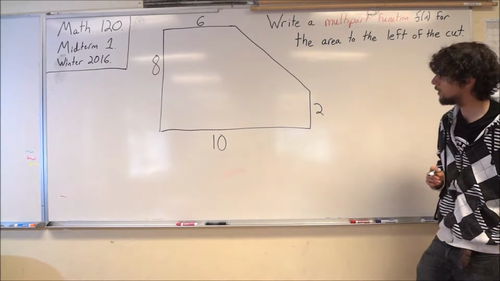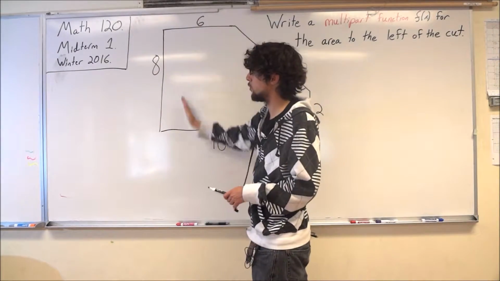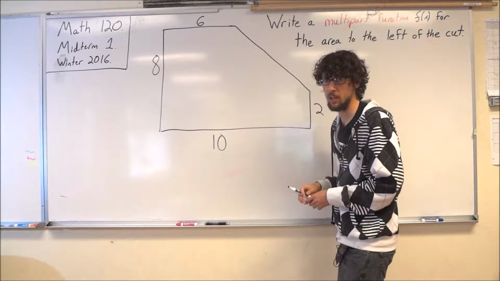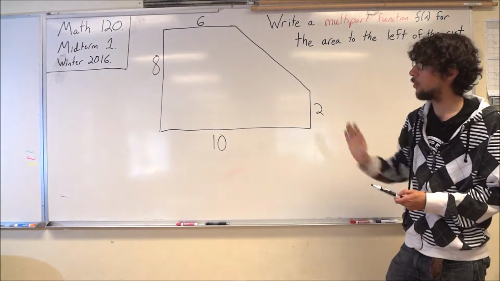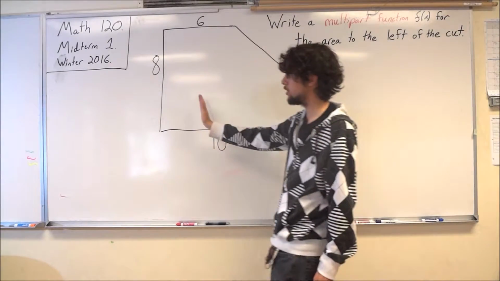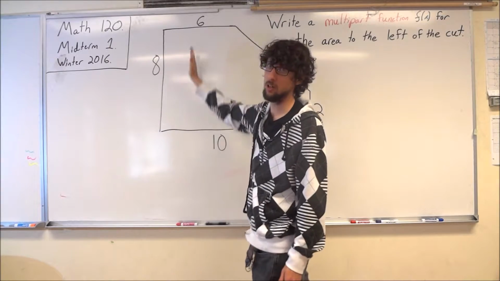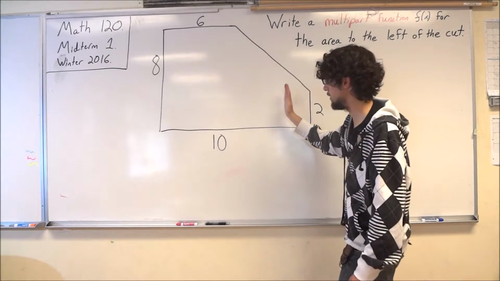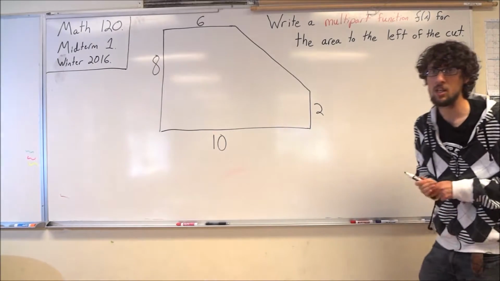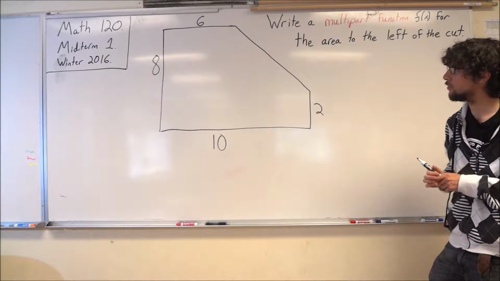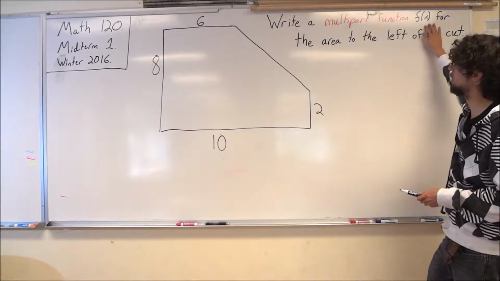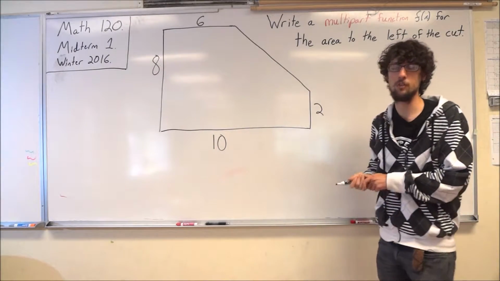And we're imagining that we're going to cut this cake with some vertical cut. Our cut is going to be x inches away from the left-hand side. So we might cut it 2 inches away from the left-hand side, something like here. We might cut it 8 inches from the left-hand side, something like here. And in each case, what we're asked to do is to find a multipart function f of x, for the area to the left of the cut.